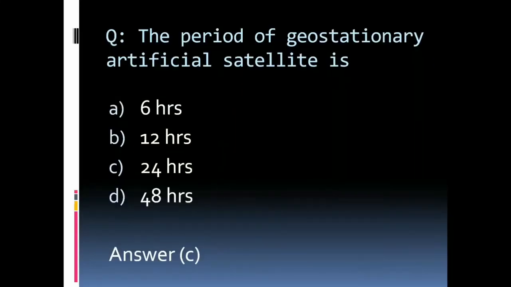Now comes the last question of this section. The period of a geostationary artificial satellite is? So how long does it take? It takes 24 hours. It is constant. When it comes to a geostationary satellite, that means it is 24 hours. The answer is C.